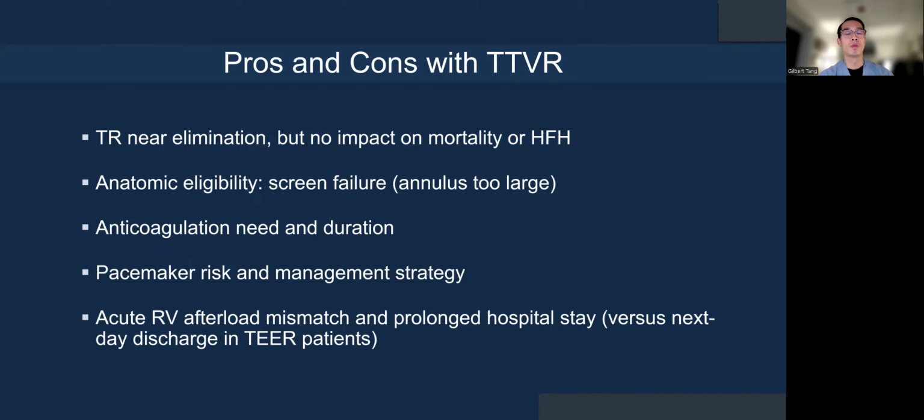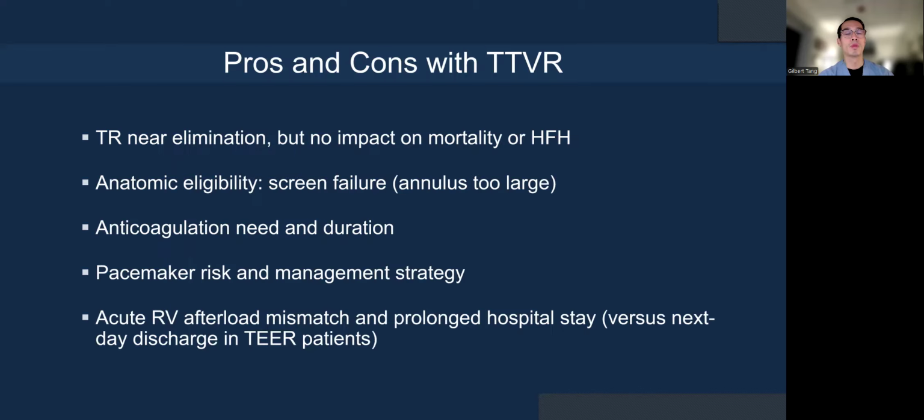So the pros and cons of TTVR: despite elimination, there was no impact on hard clinical endpoints. So the question is, do you really need to eliminate TR? Of course, psychologically, it makes you feel good. The anatomic eligibility is a concern. The annulus can be too large, leading to screen failure, although with the 4 different sizes, it's increasingly less common. Anticoagulation need and duration is certainly critical in the right-sided replacement valve. Pacemaker risk and management strategy is a concern in TRISCEND 2 and some of the registries. The pacemaker rate can be as high as 30 to 40%.